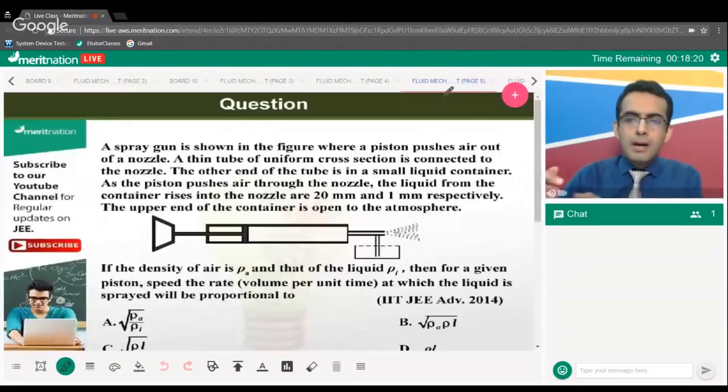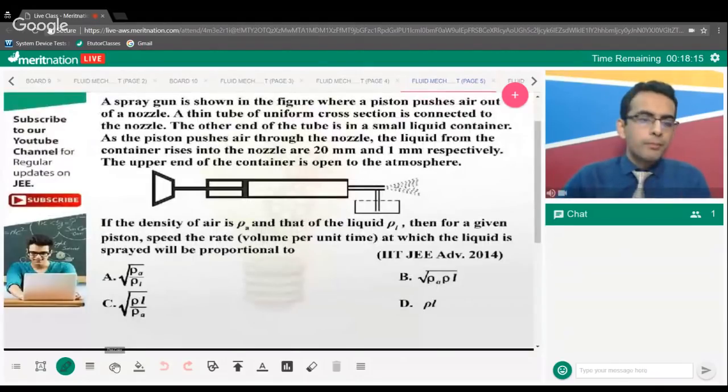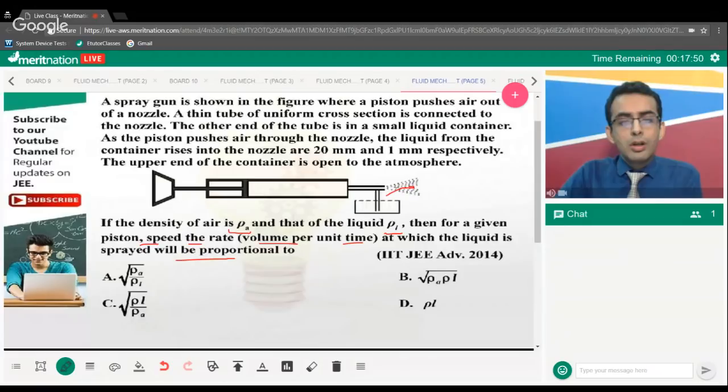Now let's move to the other part of the question. This question says that if the density of air is rho A and that of liquid is rho L, then for a given piston speed, the rate, or volume per unit time, at which the liquid is sprayed will be proportional to what? We have to find the velocity with which water comes out, or basically in which part it's directly proportional.